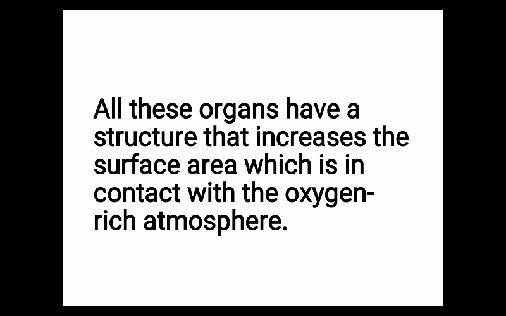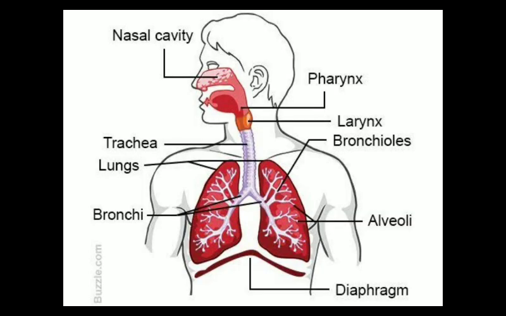Now, all these organs have a structure that increases the surface area which is in contact with the oxygen-rich atmosphere. So, what is the common feature of these structures? They increase the surface area for maximum contact with the oxygen-rich atmosphere. So this is the respiratory system of human beings.